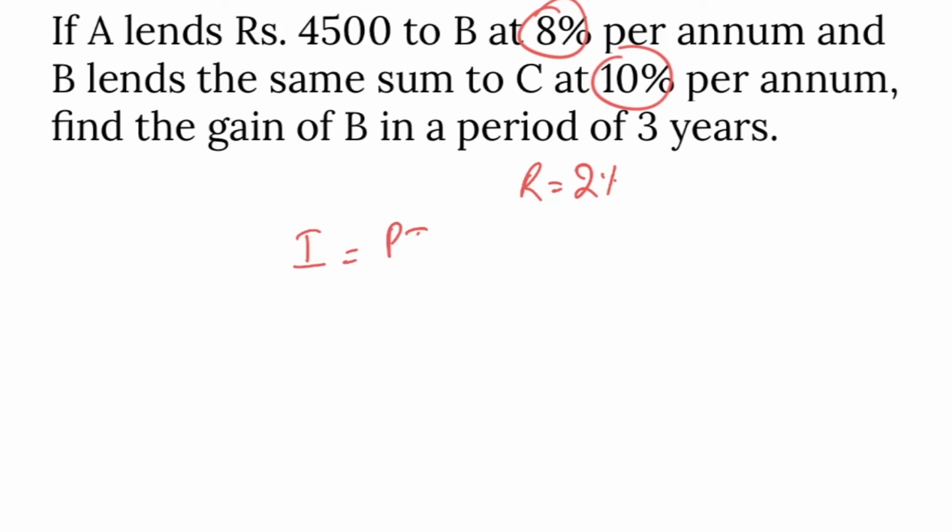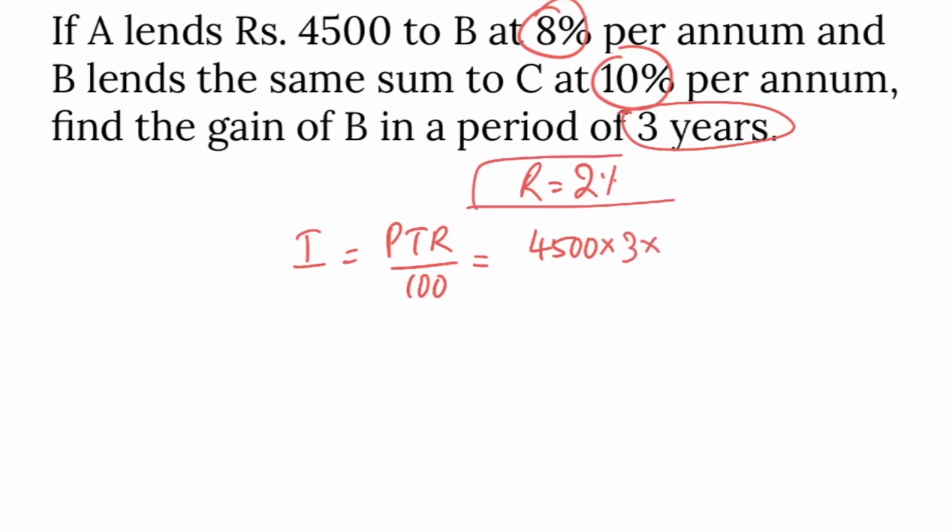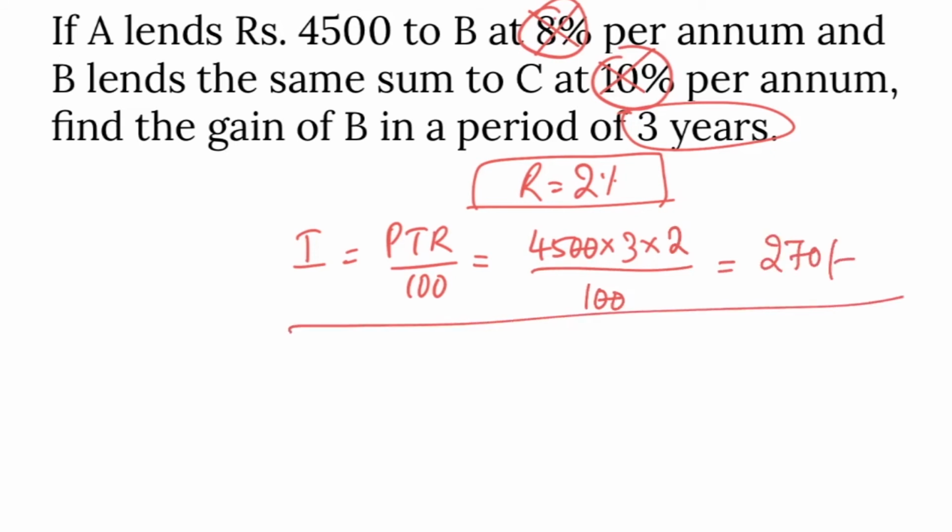I = PTR/100. Here P is 4,500 rupees and time period 3 years, and rate of interest is 2%. We don't use 8, we don't use 10 because interests are not asked, but the increase in interest, the difference of interest, which is profit. That's why I'm not taking 8, I'm not taking 10. Difference of them 2% divided by 100. 2 zeros cancel. 45 into 3 is 135, 135 into 2 is 270 rupees extra interest is made. That is the profit.